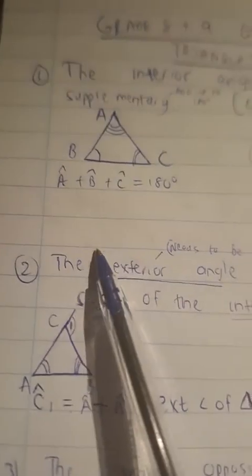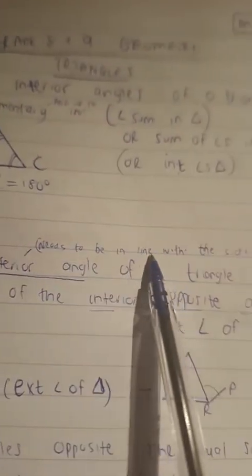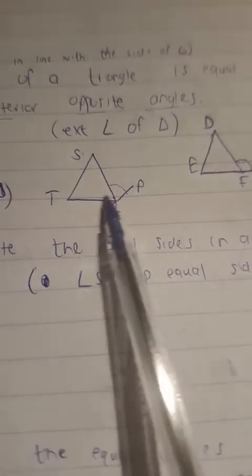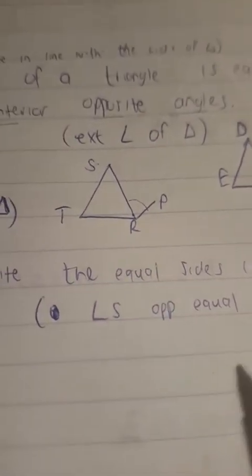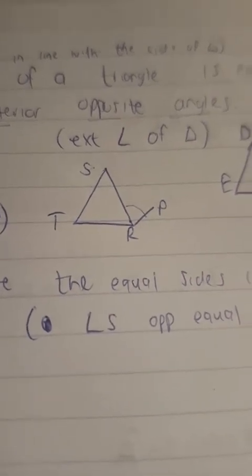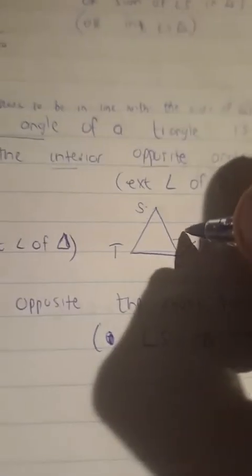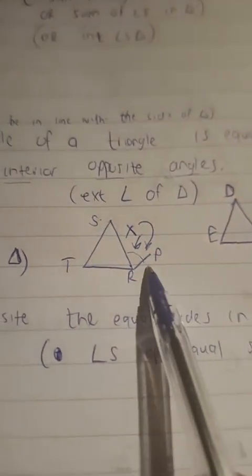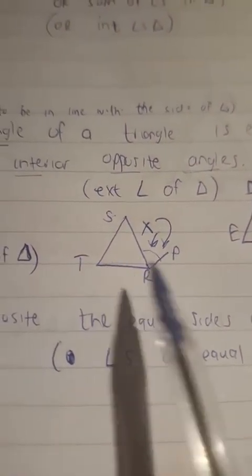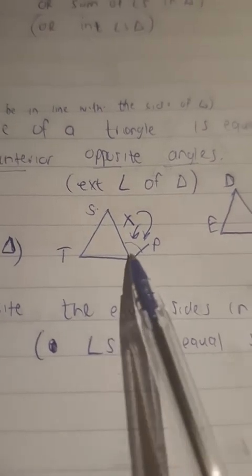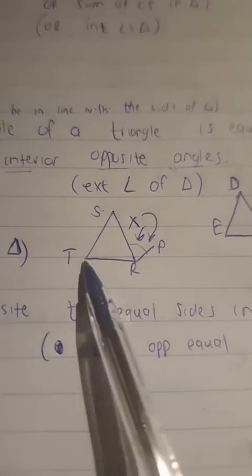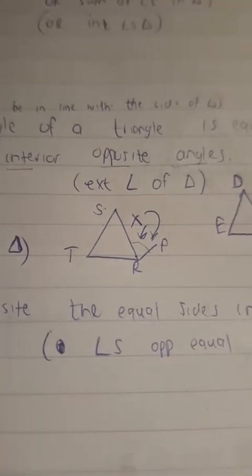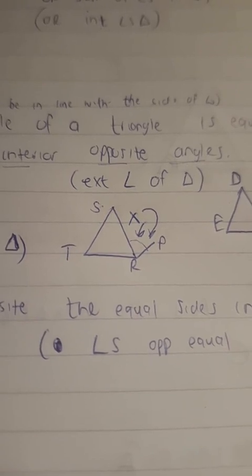Because remember, what did we say? This exterior angle needs to be in line with the side of the triangle. Is RP in line with the side of TR, the side of the triangle? And the answer is no. So this angle is not the one that we say is the exterior angle equal to the sum of the two interior opposite angles. It can't be. Why? Because it's not in the same line as TR. Does that make sense?